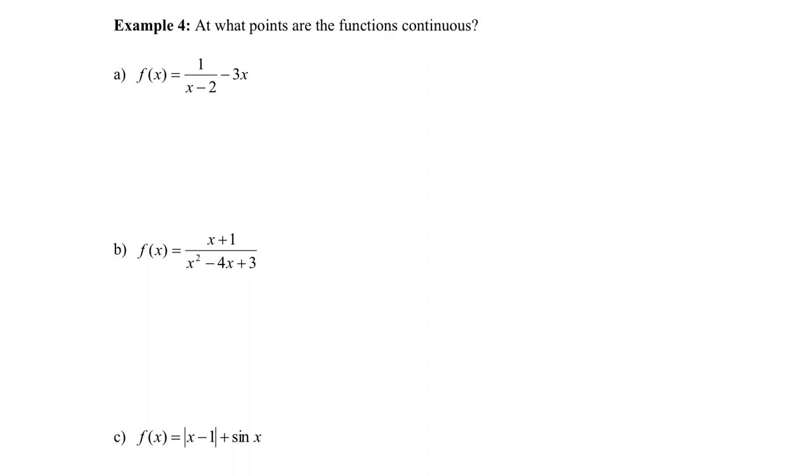And if you look at these examples, these are all functions that are listed in those 7 types of functions that are continuous on their domains. So really, our goal here is just to figure out the domains of these functions, and those will show at what points these functions are continuous. All right, so let's look at this first one, an example for part A.